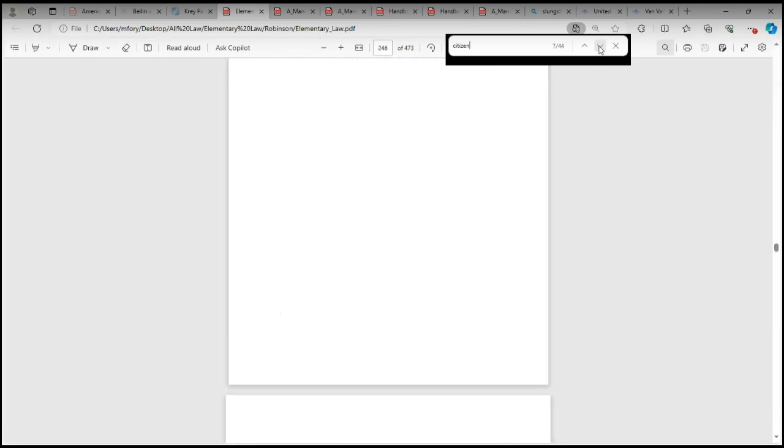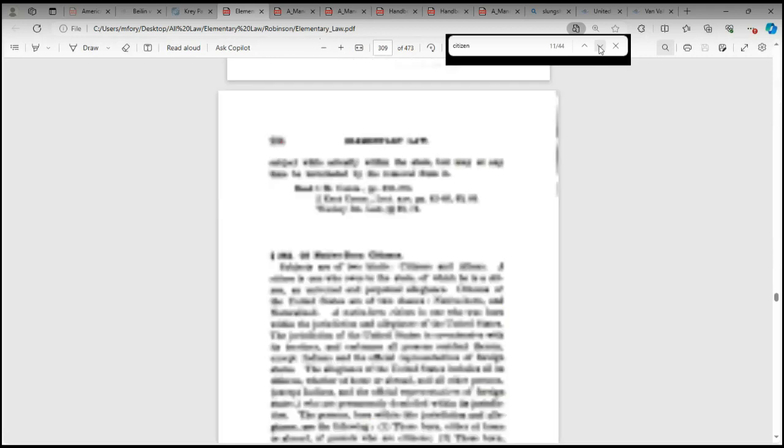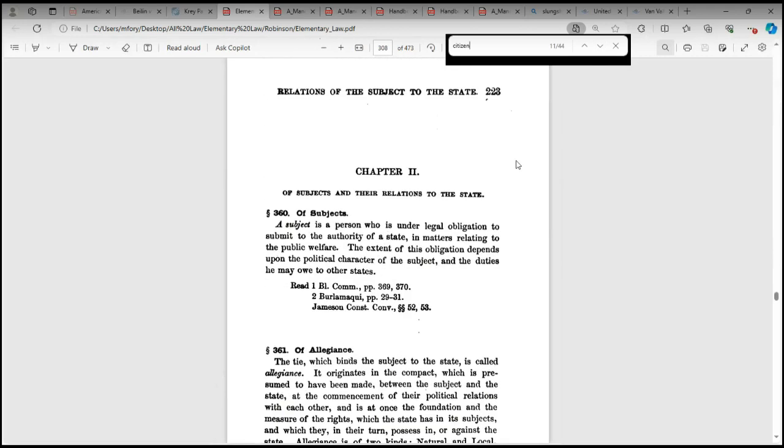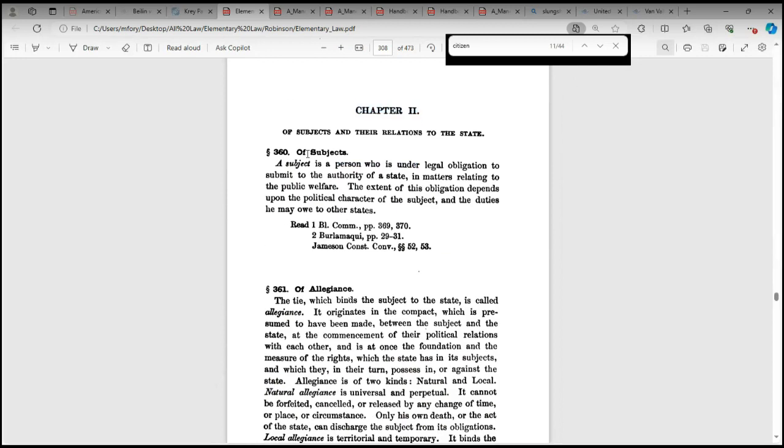And this will be section 361. All right. So chapter 2, of subjects and their relations to the state. So if anyone is hurt or feelings are hurt by the word subjects, this is not a video for you because you do not understand context.